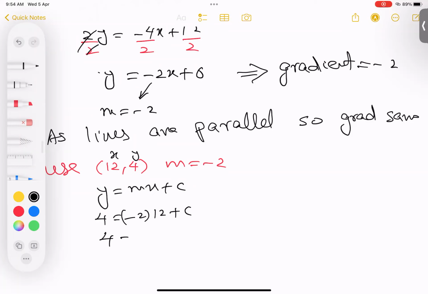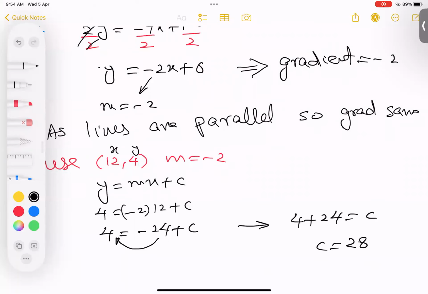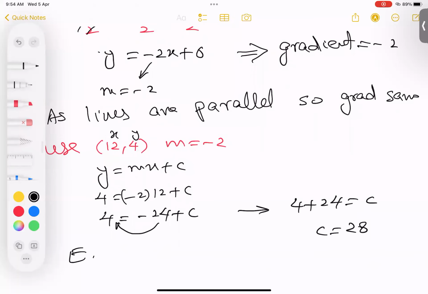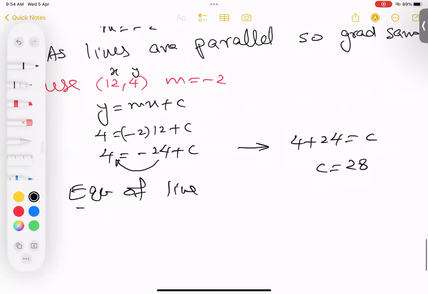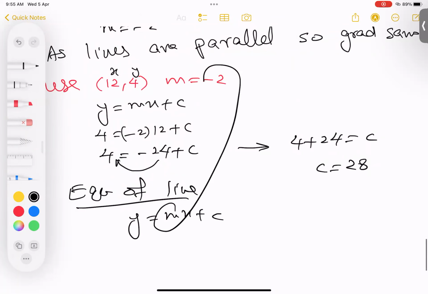4 equals minus 24 plus c. Minus 24 goes to this side and I get 4 plus 24 equals c. c becomes 28. But don't stop here, students. What is the equation of the line then? The equation of the line, which I'm going to write for you, is y equals mx plus c. What is m? Minus 2. What is c? 28. Mabruk, alhamdulillah, rabbil alameen.